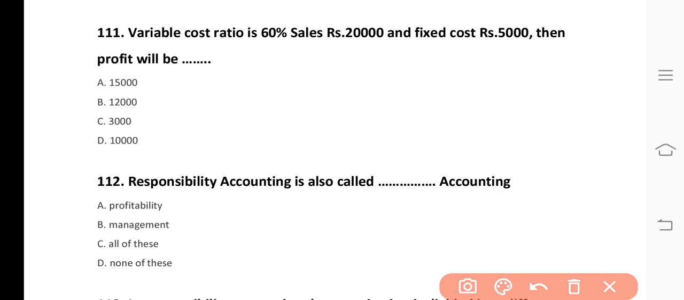MCQs number 111. Variable cost ratio is 60%, sales equal to 20,000 and fixed cost 5,000. Then the profit will be: option A 15,000, option B 12,000, option C 3,000, option D 10,000. So correct option is option C, 3,000.